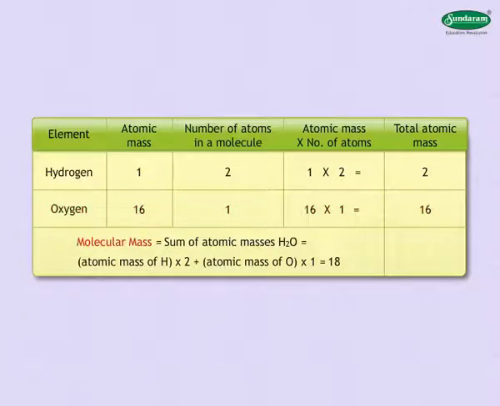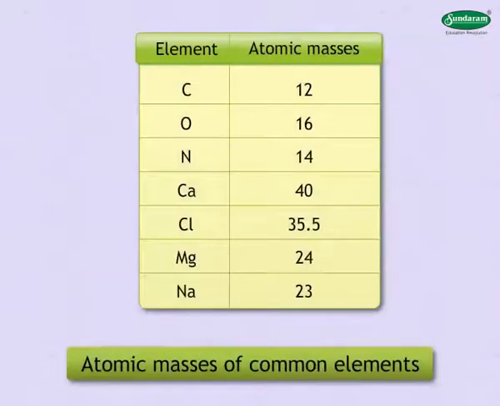The molecular mass is equal to the sum of the atomic masses of H2O. Thus, we have atomic mass of hydrogen multiplied by 2 added to the atomic mass of oxygen multiplied by 1. When we substitute the values, we have 1 multiplied by 2 plus 16 multiplied by 1, which is 2 plus 16 equals 18. Atomic masses of common elements are as follows.